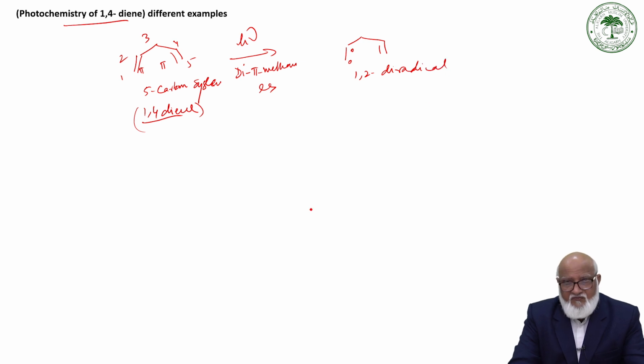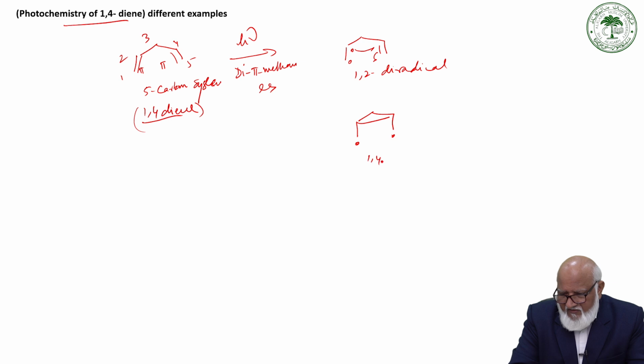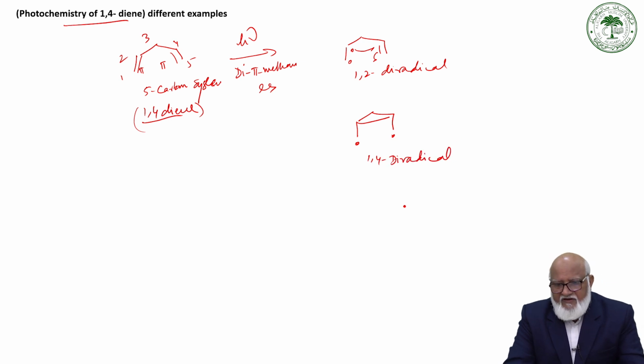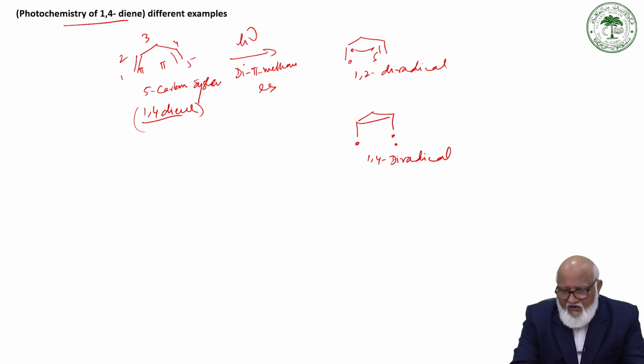So the stepwise mechanism for this rearrangement can be stated as follows. It is a 1,2 diradical, and then there is an attack of this on the other double bond to give formation of the cyclopropane, a 1,4 diradical. The 1,4 diradical through the formation of cyclopropane, and now either this opens up or this opens up. This is the newly formed cyclopropane bond. If you open this, we go back to the starting material.